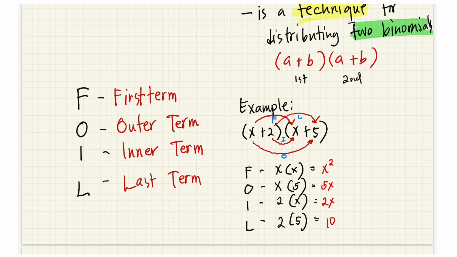Now there is a certain rule in solving the FOIL method. For O and I, these two letters here, there is a certain rule.